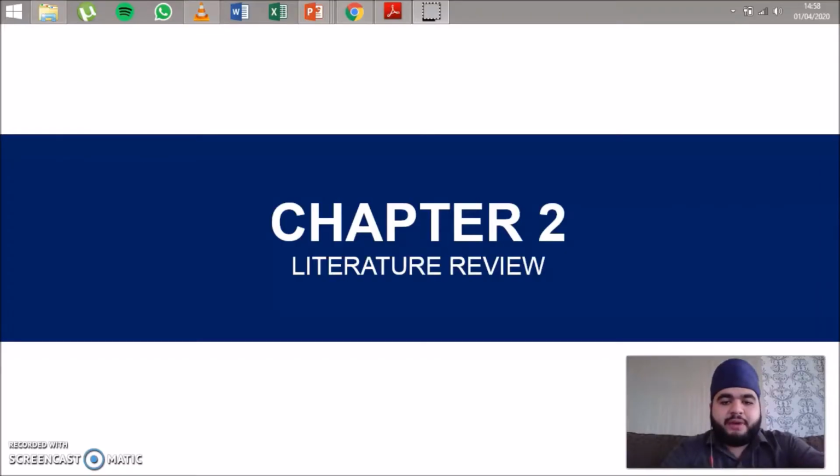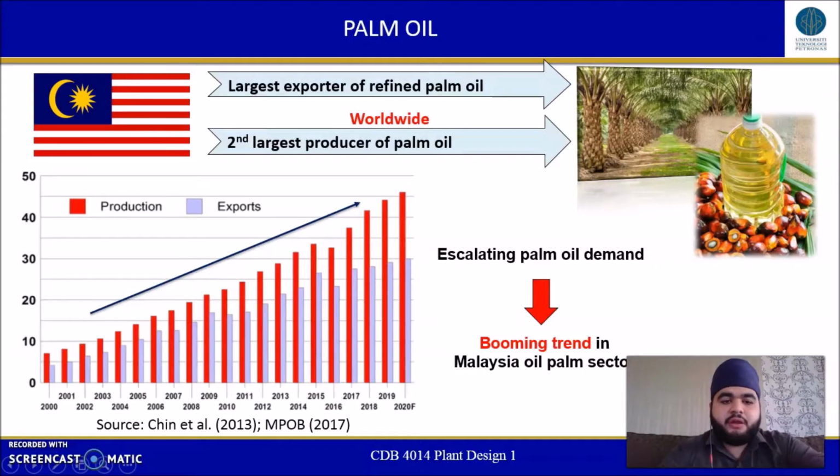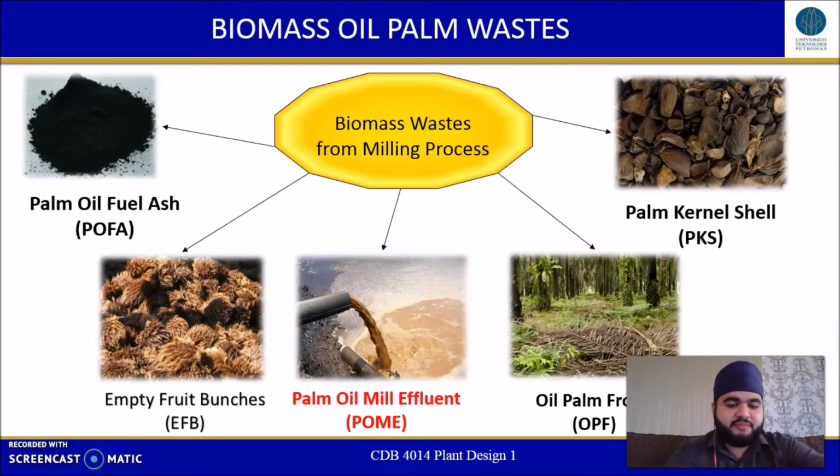Hi everyone, my name is Jessa Singh and I will be presenting the literature review conducted for this project. On the global scale, Malaysia is the second largest producer of palm oil behind only Indonesia, who became the largest producer in 2006. Malaysia, however, remains the largest exporter of refined palm oil in the world. As the figure shows, the exports of palm oil have been in tandem with the production rate of palm oil, and this has introduced a booming trend in the Malaysian oil palm industry.